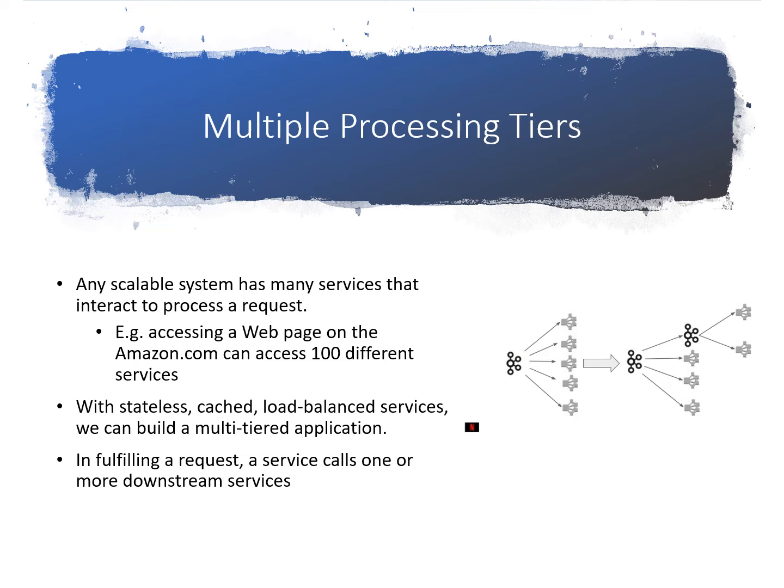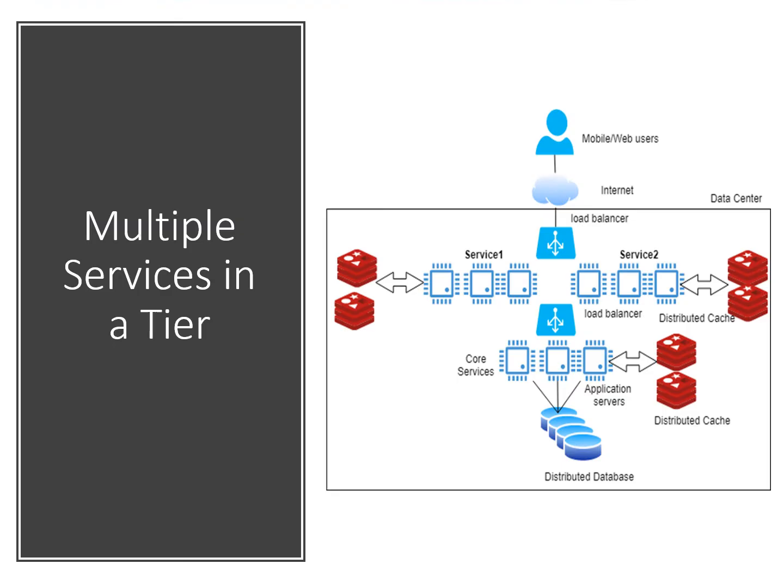In fulfilling a request, a service can call one or more dependent services, which in turn are replicated and load-balanced. There are many nuances in how these services interact and how applications ensure rapid responses from dependent services are achieved. Again, I'll cover these in detail in later lessons. This design also promotes having different load-balanced services at each tier in the architecture.